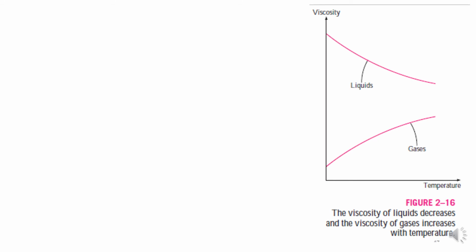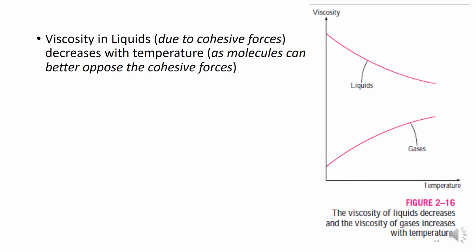In the first case, the influencing parameter for viscosity is the cohesive force. Cohesive force means the attractive force between adjacent molecules of the same type. So in the first case the viscosity in liquid is due to the cohesive force, and that decreases as temperature increases.